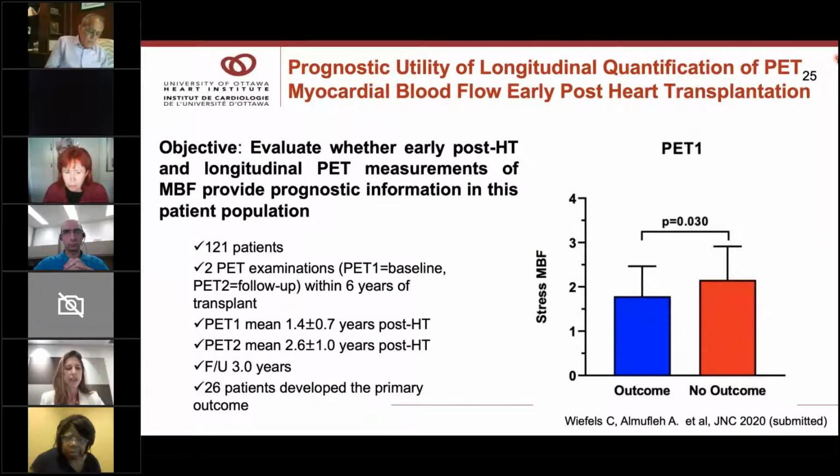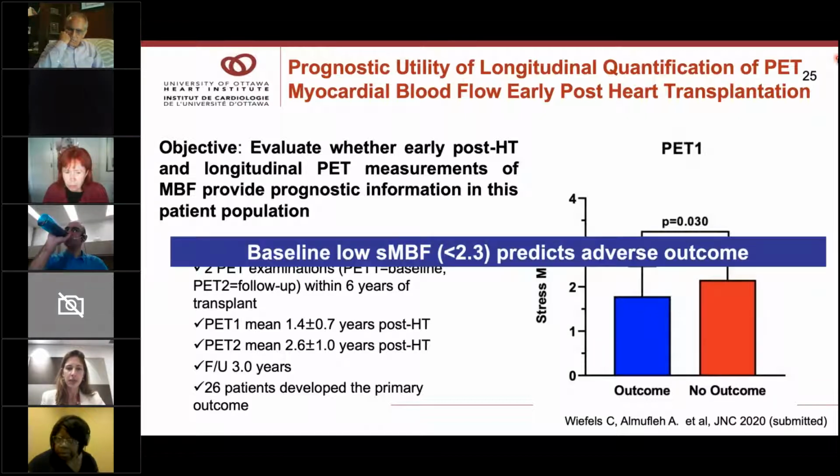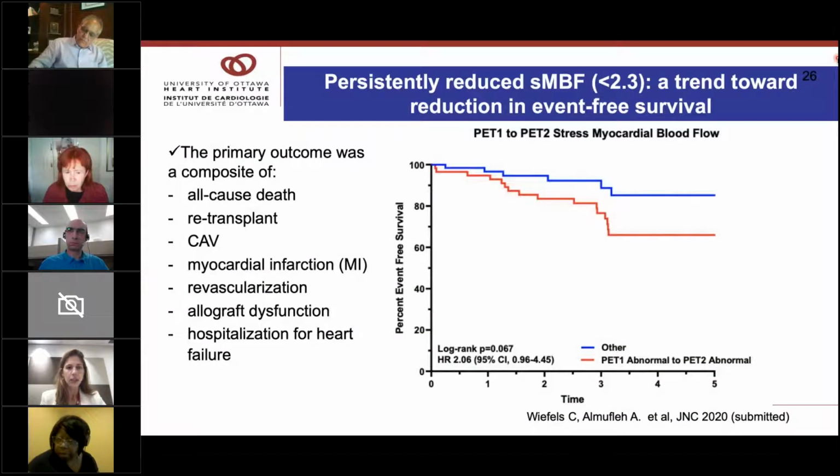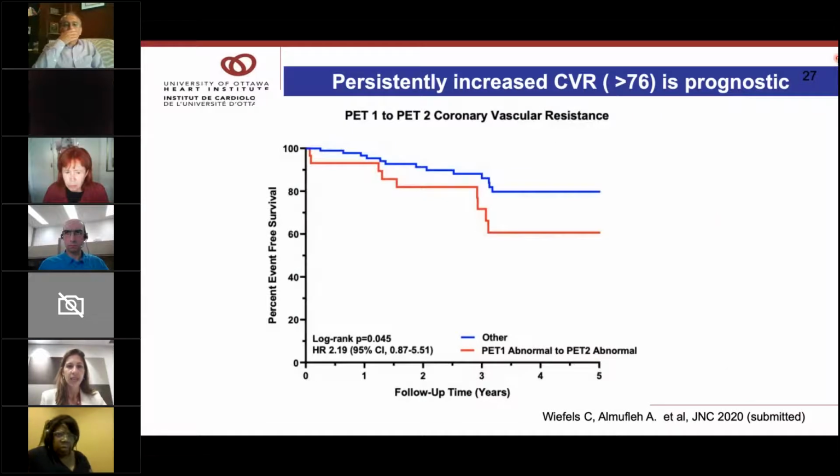So this is our recent study with serial PET examinations, and we aimed to evaluate whether early post-transplant and longitudinal PET measurements of MBF provide prognostic information in this patient population. We evaluated 121 patients undergoing 2 PET examinations early post-heart transplant. The first PET was at 1.4 years post-transplant and the second PET at 2.6. We followed those patients for 3 years. One of our main results is that a reduced stress MBF of less than 2.3 at baseline was predictive of adverse outcome. As well, a persistently reduced stress MBF had a trend toward reduction in event-free survival, and a persistently increased coronary vascular resistance was prognostic for outcome.